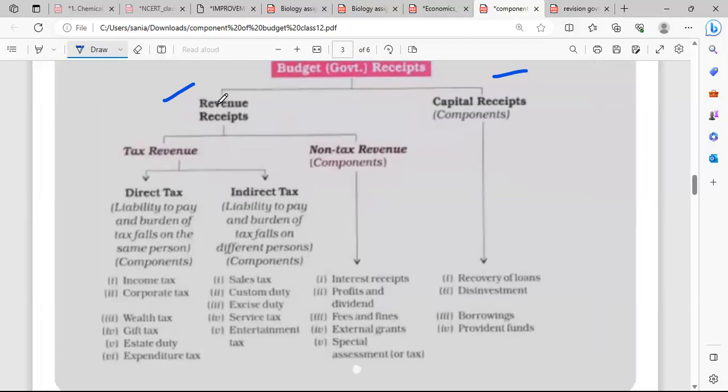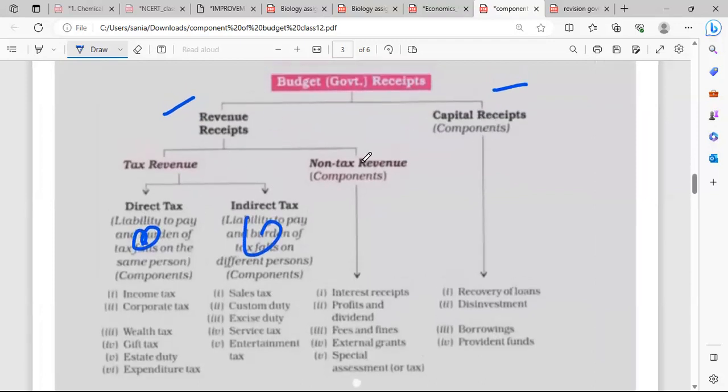So at that time you should know that revenue receipt has tax revenue. We will do what is tax revenue and non-tax revenue, what are direct tax, what are indirect tax, everything we will do. No need to write the definition, only write the names. Draw this, government budget revenue this, and the components, write only the name examples. Okay? Okay, ma'am.